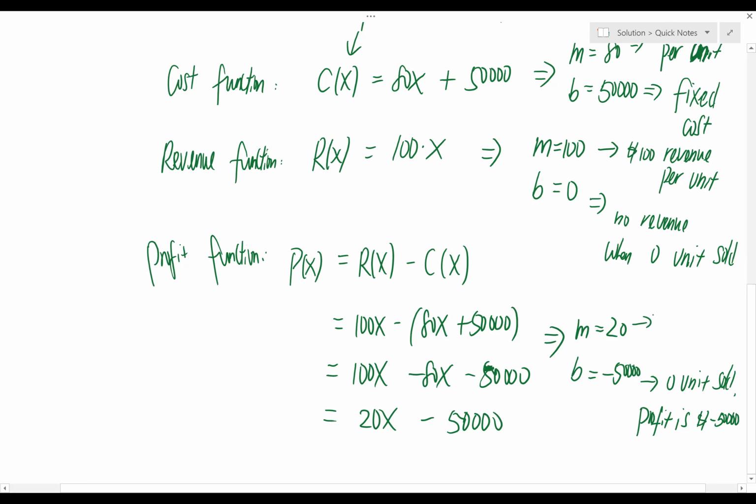How about the slope? What does the slope mean? It's like $20 profit per unit, right? Meaning every time they sell a unit, they generate $20 profit. So $20 profit for each unit sold.